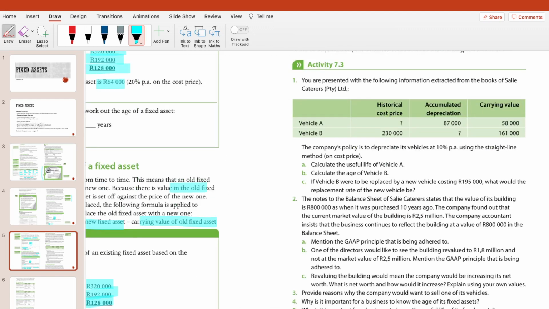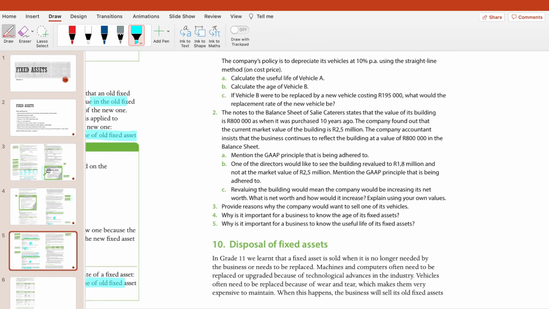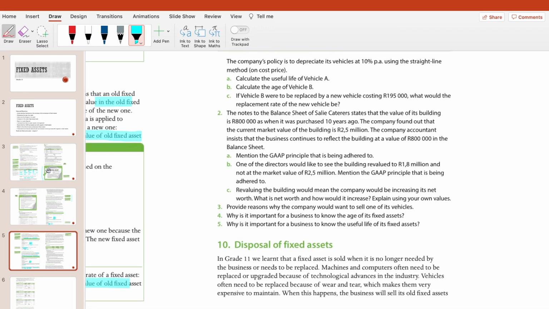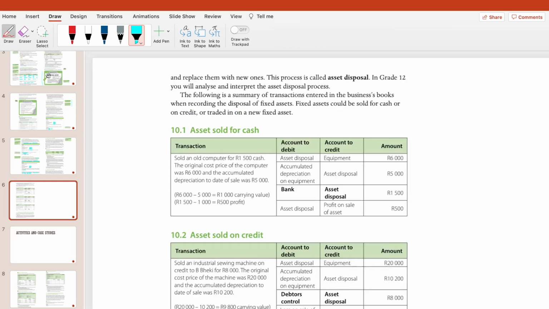There is an activity that you can do. The disposal of fixed assets, we did that in grade 11. When we see that we do not need any more of the equipment or a vehicle, the business has to replace that. Machines and computers often need to be replaced or upgraded because of technology, and vehicles often have to be replaced because of wear and tear, and that can be very expensive to maintain, so they have to get rid of them. When it happens, the business will sell the old assets and replace them with new ones. So this is your asset disposal that we did in grade 11. And we will do a more in-depth analysis and interpretation of the asset disposal process.